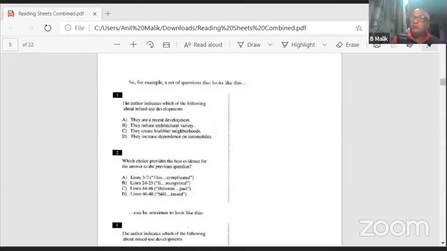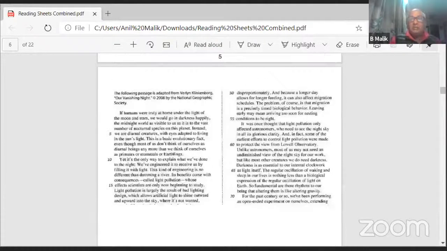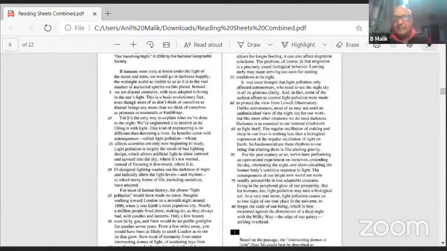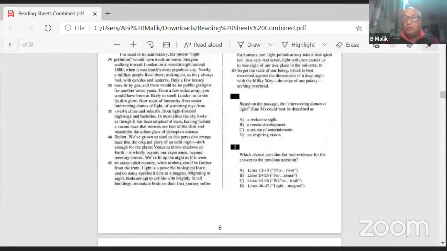Right. Now, how do we do this question? How do I do this question is something which I need to bring to your notice. Right. See what can happen. A paired question can come to you in many shapes and sizes. Number one, it can come to you with a line reference. The question on top has a reference to a line. Look at this. The intersecting domes of light in line 34 could best be described as. And it comes to you with a set of places from where you are supposed to get the evidence, right, for the answer.